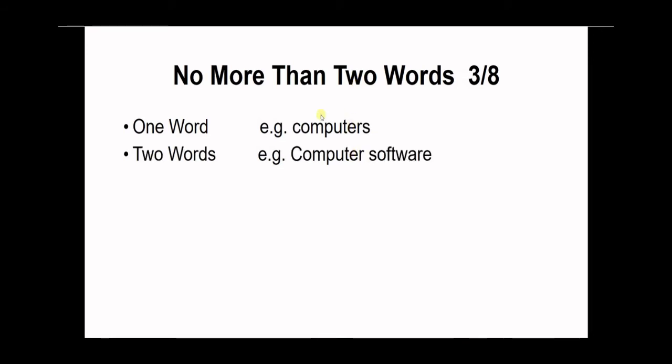The next one is no more than 2 words. If you are told to write no more than 2 words, what are you supposed to do? We have different possibilities for this word limit. First of all, you can just write one word and you are still within the word limit. So for example, computers is one word and you are right, depending on the question. Again, you can also write 2 words, like computer software. This one is 2 words and you are still within the word limit.